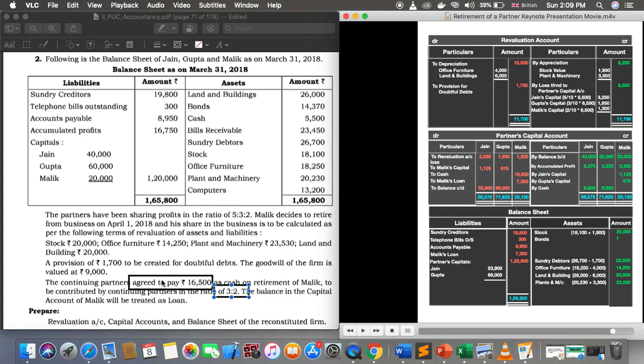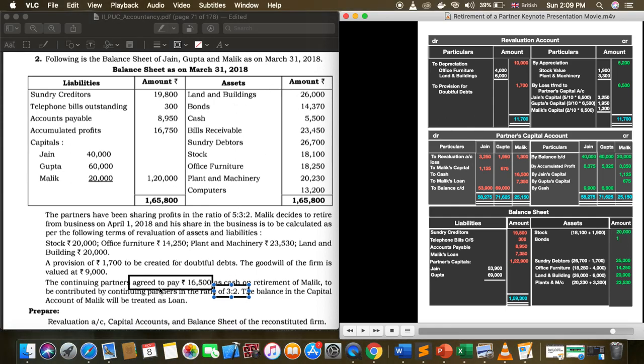Now come to the asset side of it. Bonds, there is no adjustment for bonds in the adjustments, so the direct amount you're going to write in the asset side in the outer column. 14,370, cash 5,500, bills receivable 23,450, and computers is the last value that is left out, so you enter that 13,200, and then total the asset side as well, which must match the liability side, 159,300.